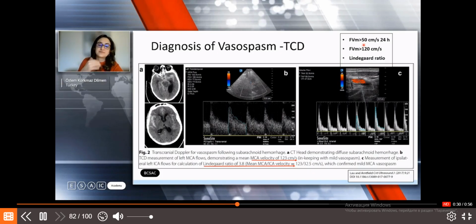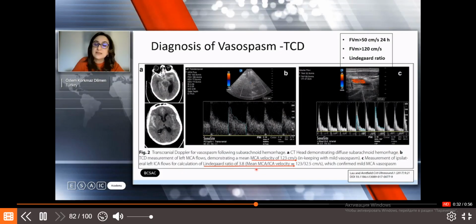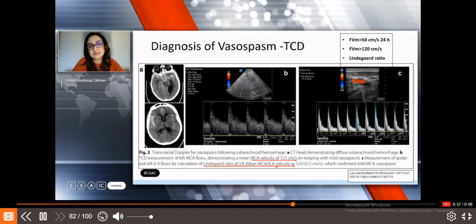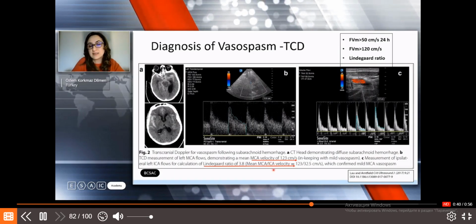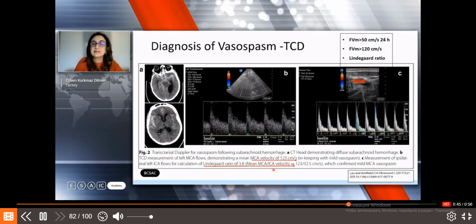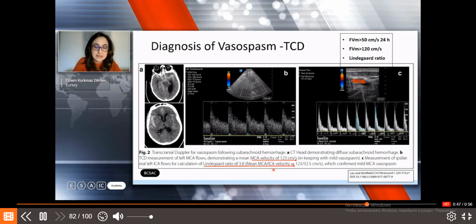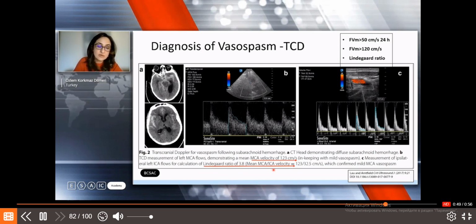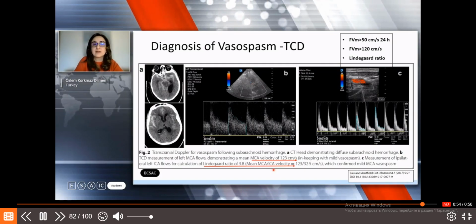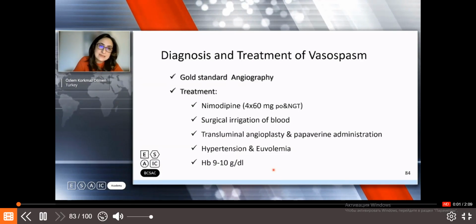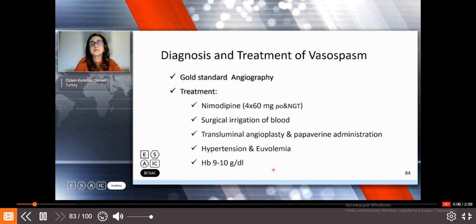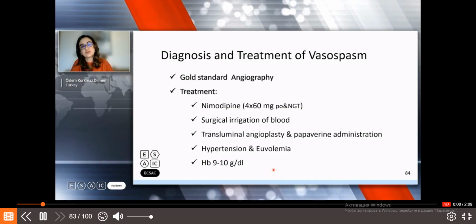We are using the ratio of the mean MCA velocity to the ipsilateral internal carotid artery velocity. If that ratio is higher than 3, it indicates vasospasm. Symptomatic clinical vasospasm is often only seen at mean velocities of 160. And although this is so, the gold standard for the diagnosis of vasospasm is still conventional angiography.